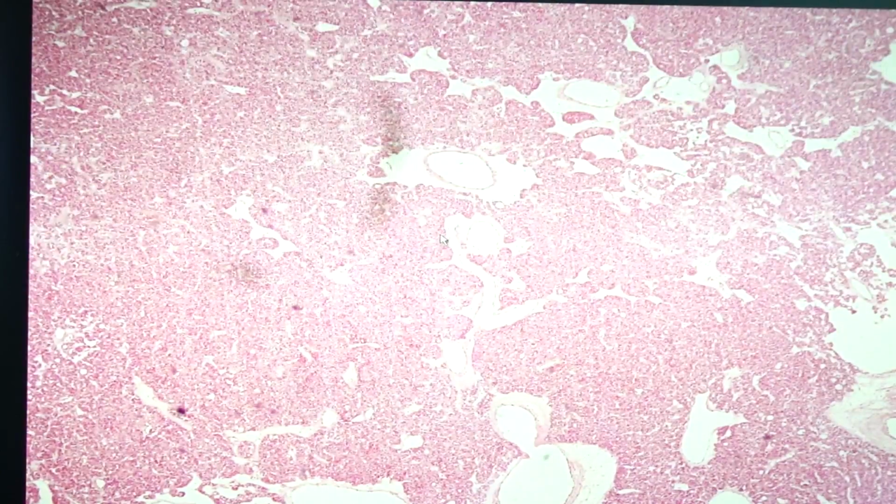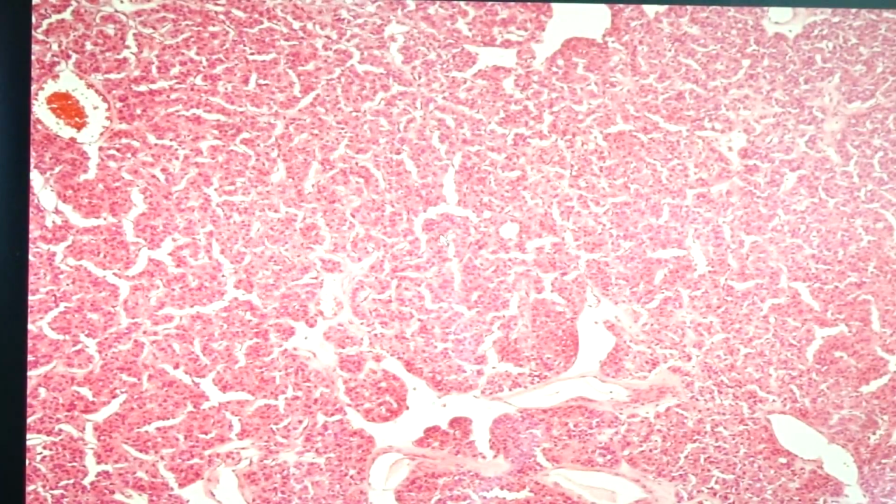Okay. Next, we have slide 175. This is follicular adenoma. Okay. So take note that we are in the thyroid gland. So you always would see the presence of thyrocytes. So what is a follicular adenoma?